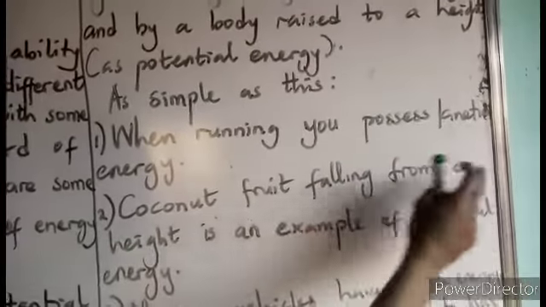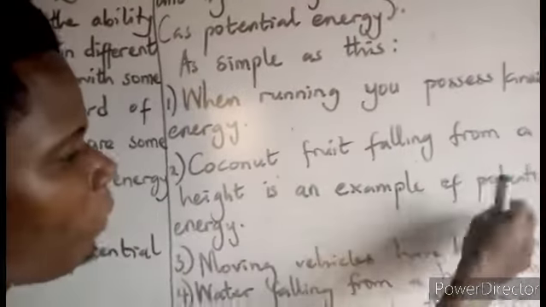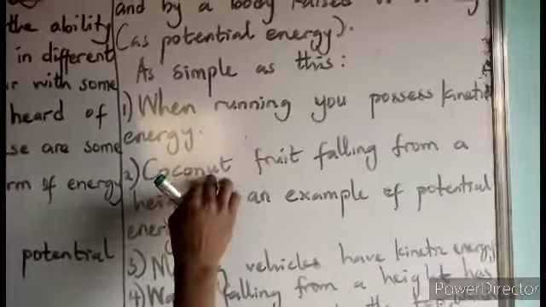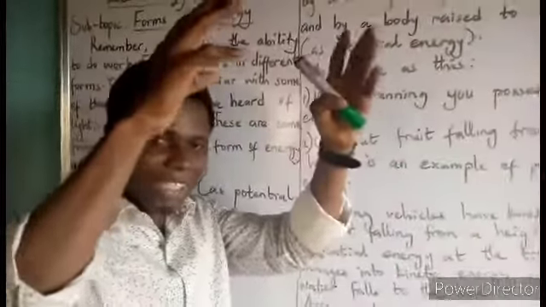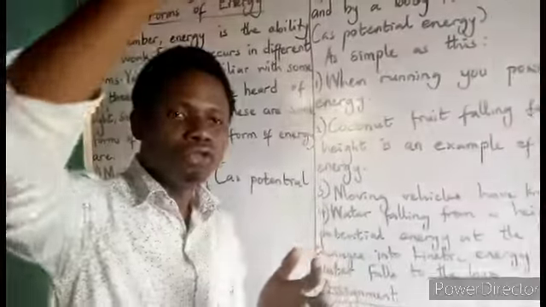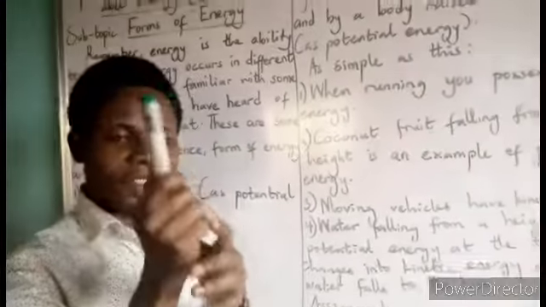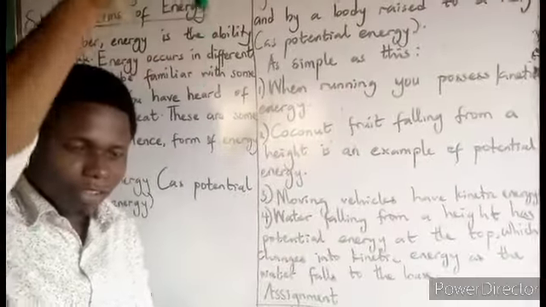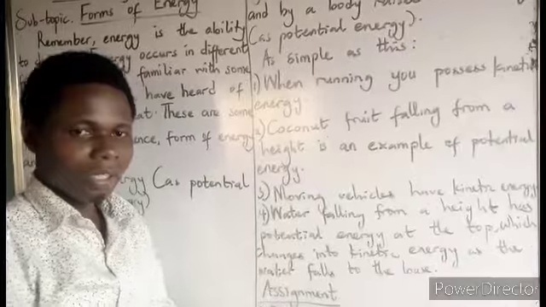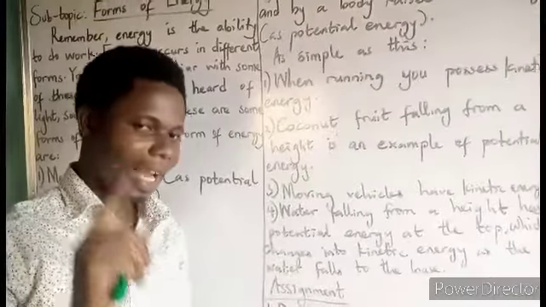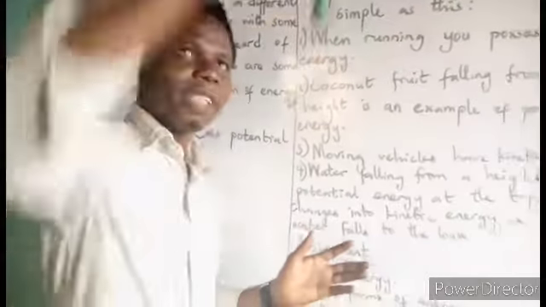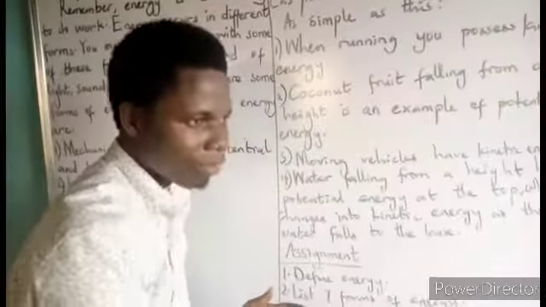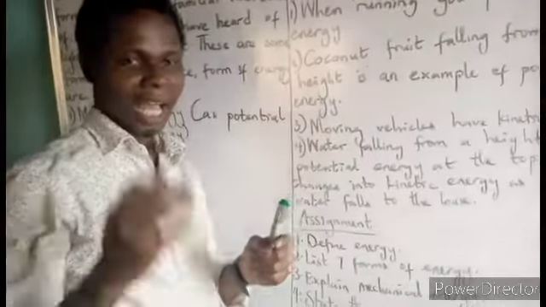Coconut fruit falling from a height is an example of potential energy. Now, you have seen a coconut tree or any fruit. When there is a tree and the fruit drops, or you use a stick to pluck a fruit, as the fruit is dropping like this, as it drops from the top down, that is what they call potential energy. Very simple. When you are running, kinetic energy. When something drops from a height, from the top to down, that is potential energy.